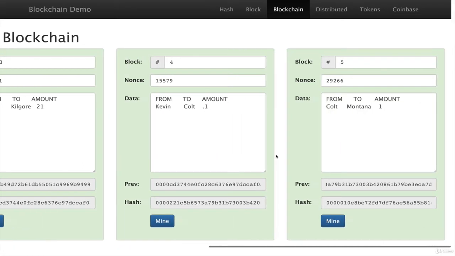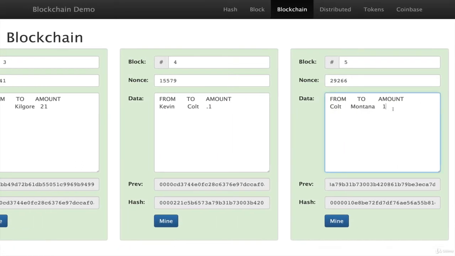So let's not say that I'm malicious. Let's just say that this block hasn't been mined yet. It's still in the process of new transactions being added in. So Colt, I send Montana, I don't know, 2.3 Bitcoin.